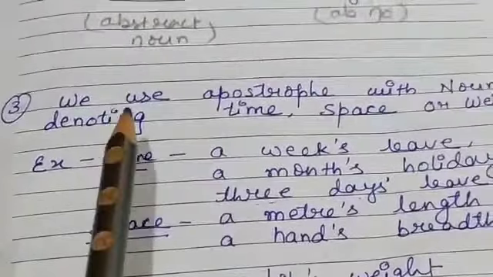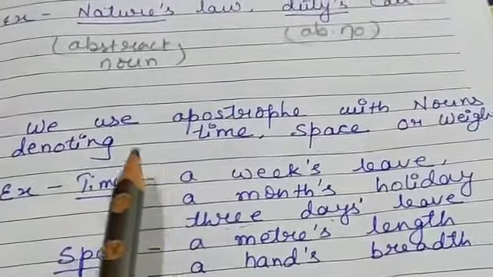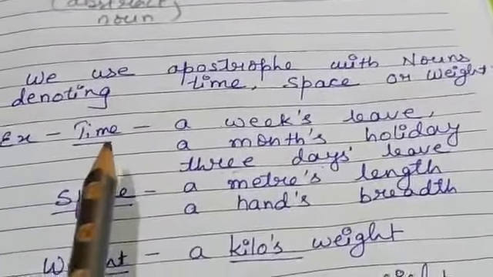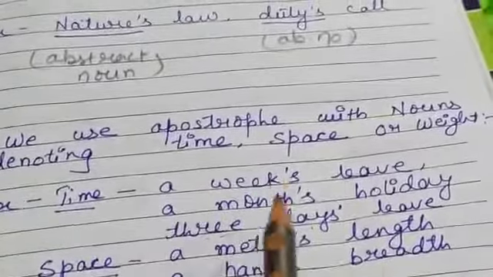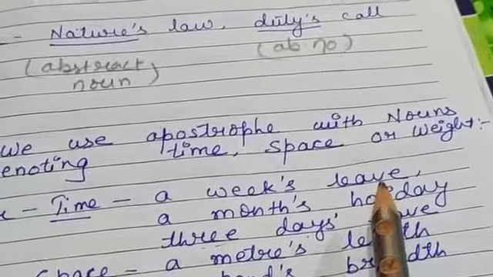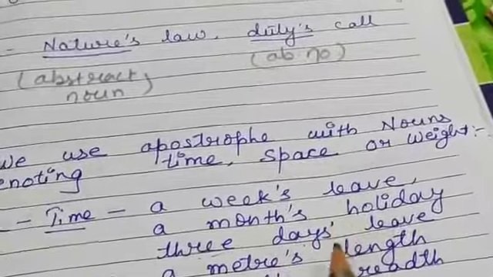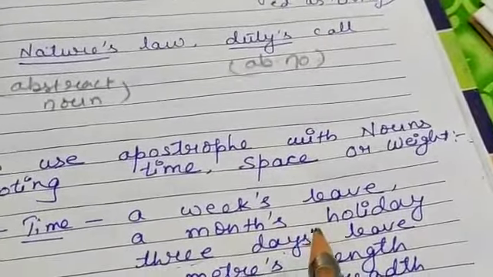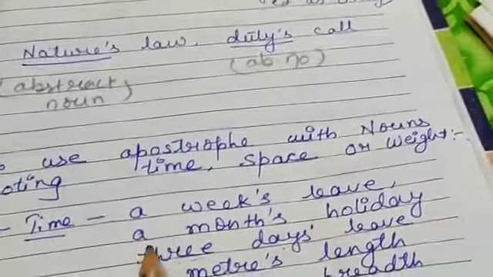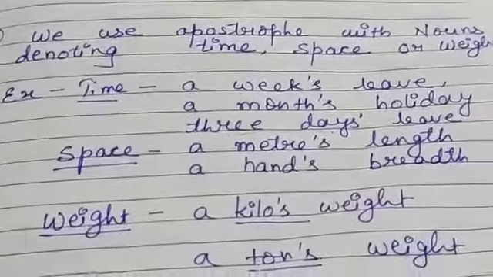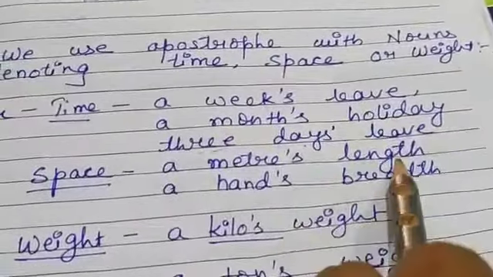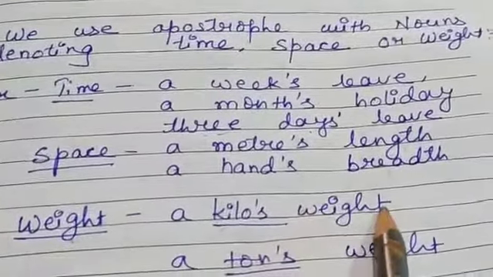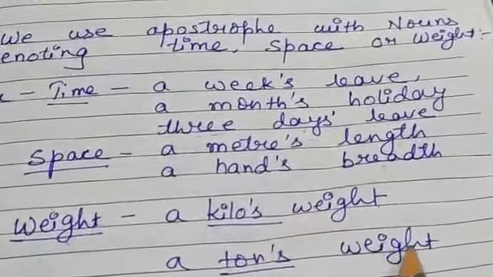Third point, we use apostrophe with nouns denoting time, space or weight. For example, see time. A week's leave. I want a week's leave. Three days' leave. Now here you can see days is plural, so we will use apostrophe after S. A month's holiday. Next, space. A meter's length. A hand's breadth. Weight. A kilo's weight. A ton's weight, etc.